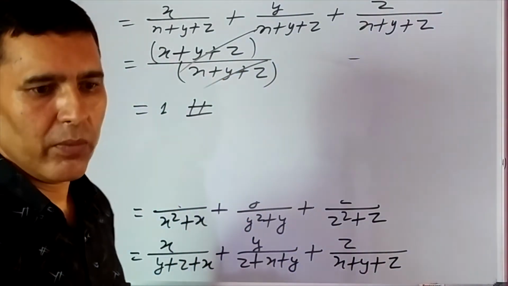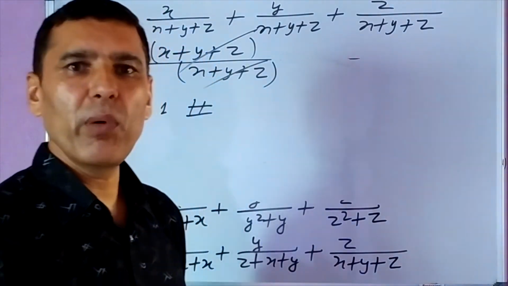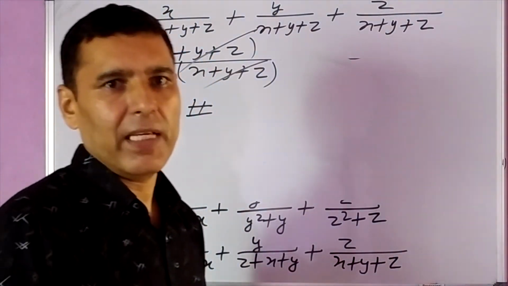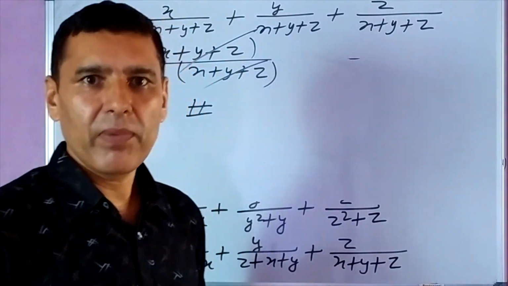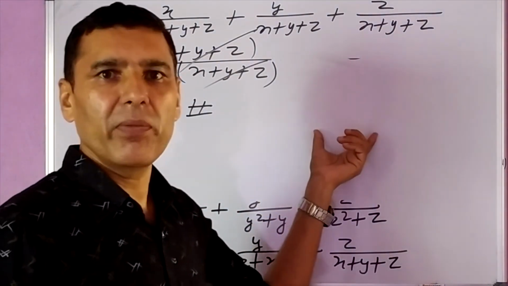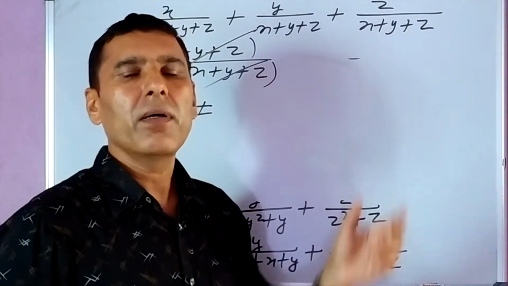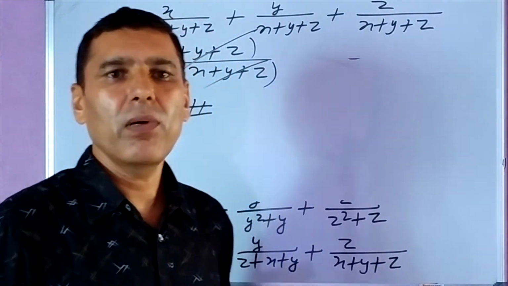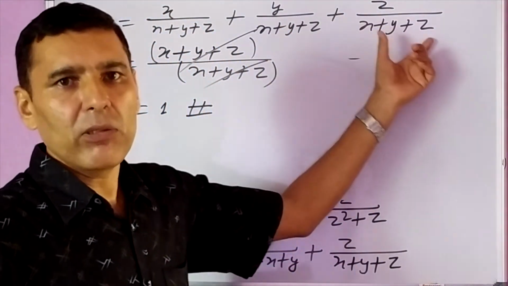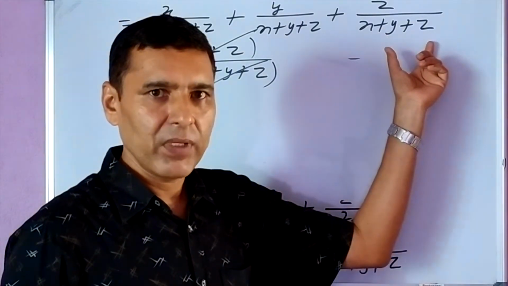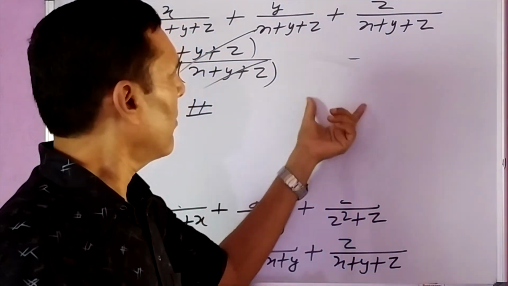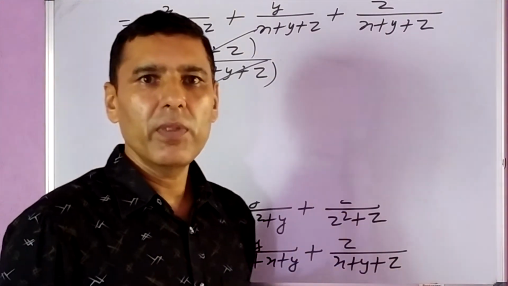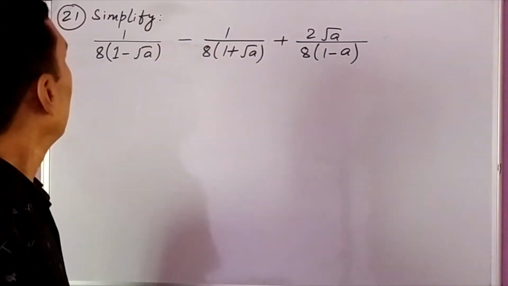So here we use one technique, multiply numerator and denominator by the same thing. Like the first term we have multiplied with x, the second term we have multiplied with y, and the third term with z, so that we get the expression x square, y square, z square, whose values are given by the question. So in this way we could get the value of what we have to find here.